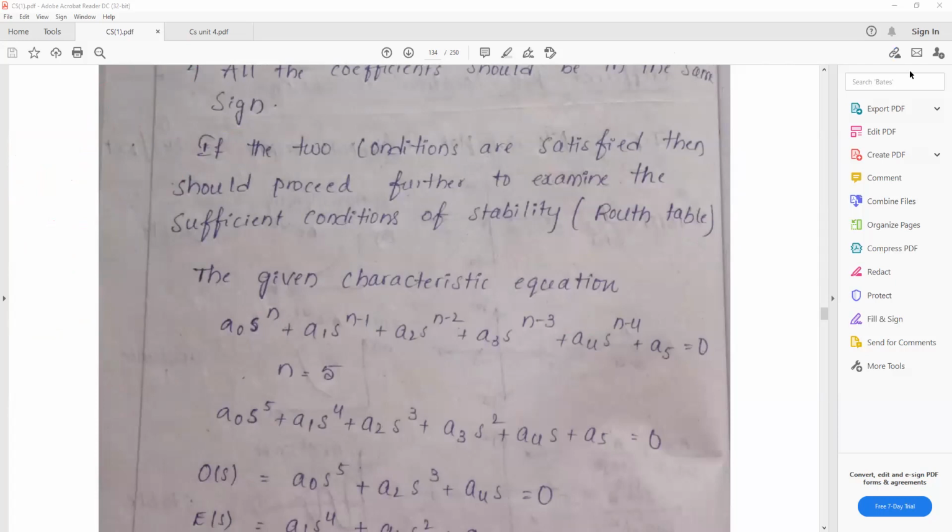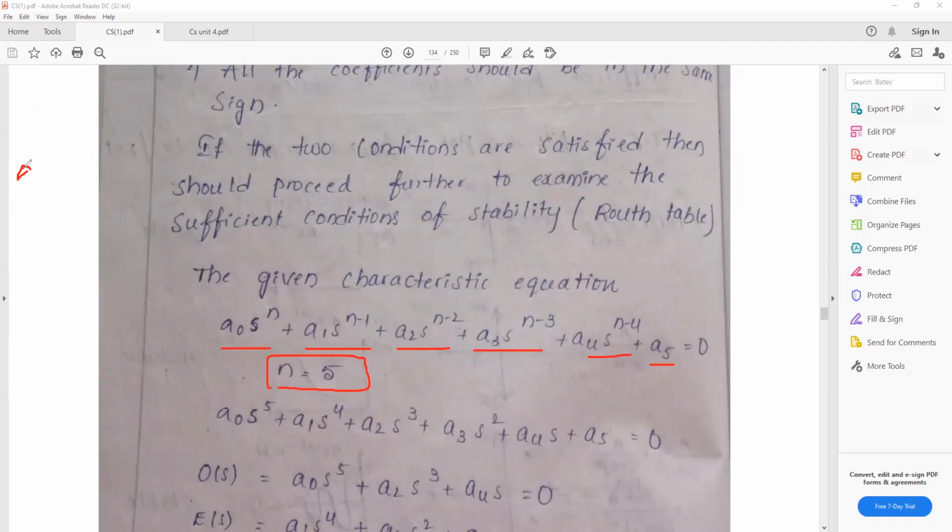The given characteristic equation, for example, a0 s power n plus a1 s power n minus 1 plus a2 s power n minus 2 plus a3 s power n minus 3 plus a4 s power n minus 4 plus a5 is equal to 0. The highest power of the given transfer function can be n is equal to 5, n is equal to 4, n is equal to 6, anything.